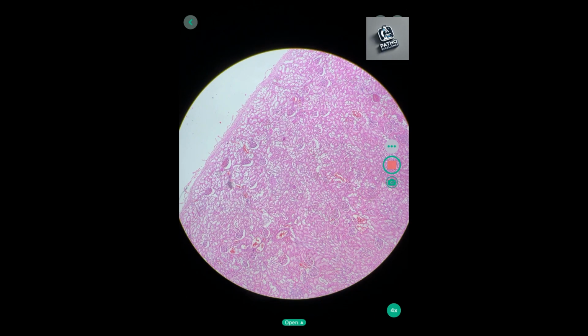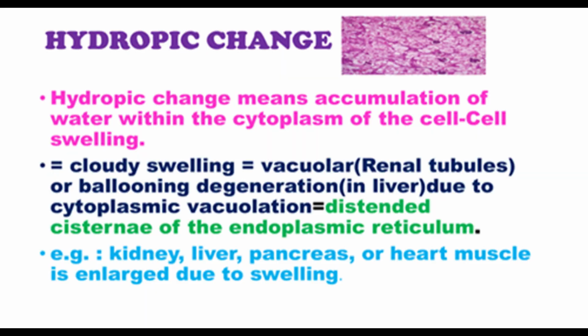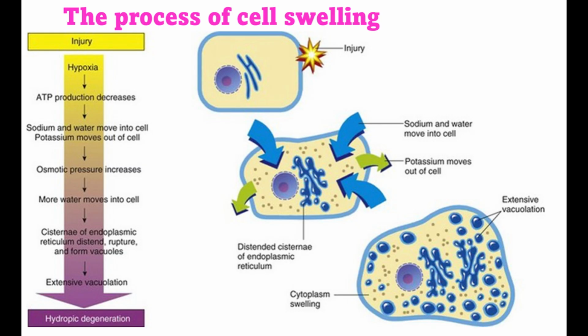Let's see cloudy and hydropic change in kidney under the microscope. So what is cloudy change? Cloudy change or cloudy swelling, it is the cell swelling due to accumulation of water inside the cytoplasm. Hydropic change and cloudy change is seen in renal tubules, mainly in the proximal tubules, whereas ballooning degeneration, which is seen in the liver, is due to distended cisternae of endoplasmic reticulum.